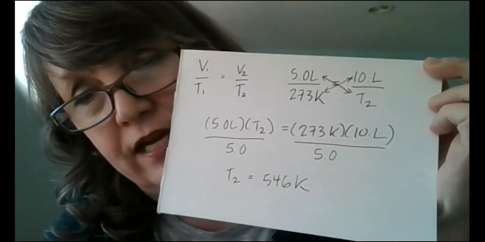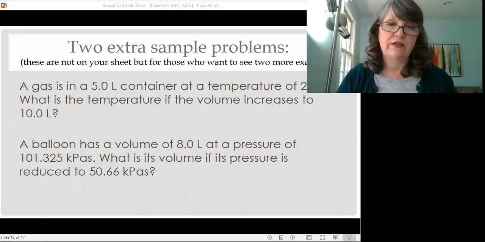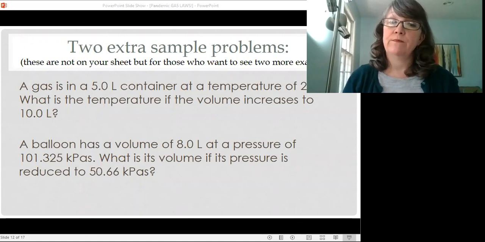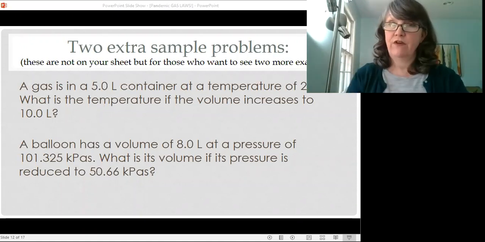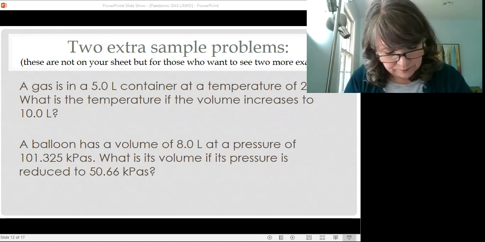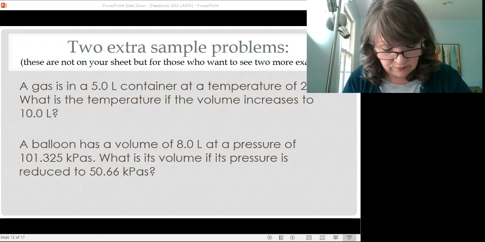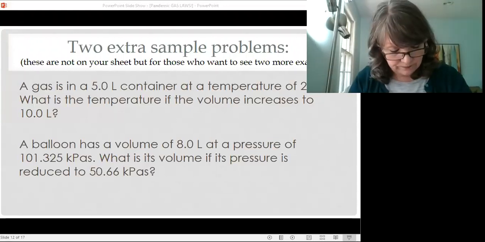Let's look at the second one. So the second problem says a balloon has a volume of 8 liters at a pressure of 101.325 kilopascals. That's actually standard pressure. What is its volume if its pressure is reduced to 50.66 kilopascals? So this has volume with liters and pressure. So this has to be Boyle's law, which is that pressure 1 times volume 1 equals pressure 2 times volume 2. Like so.